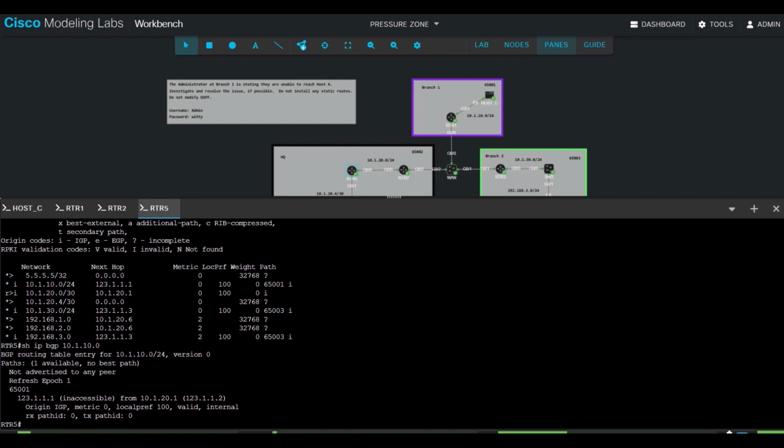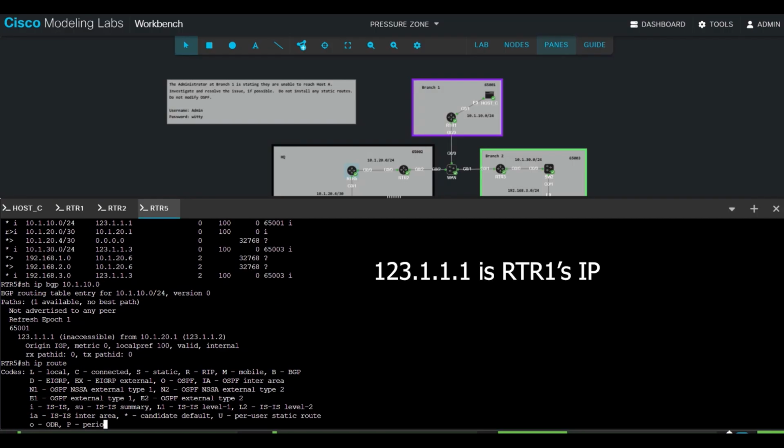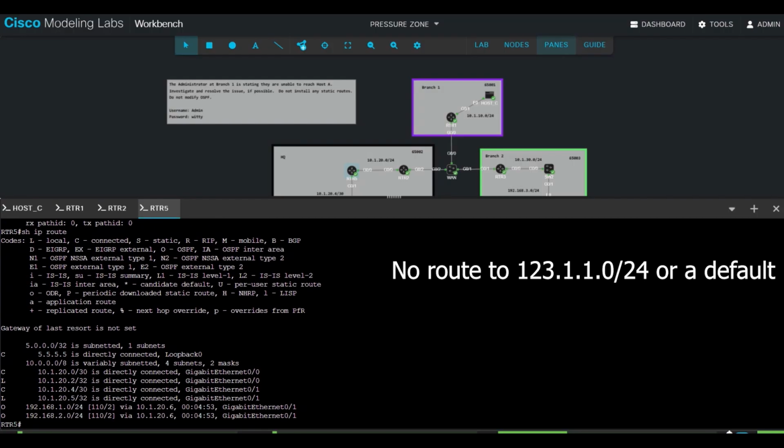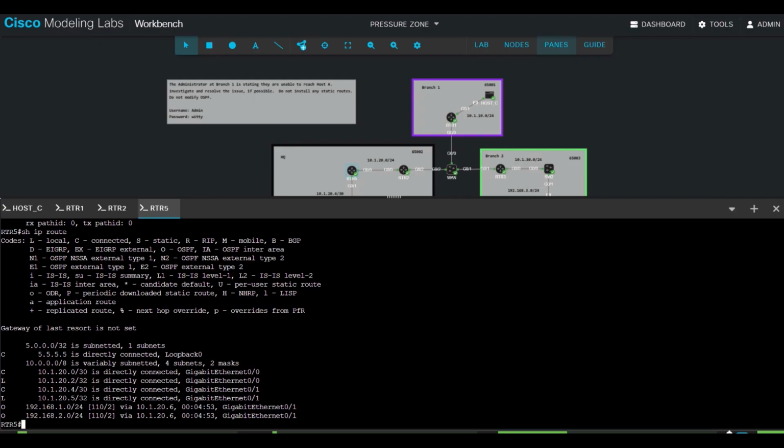There's the issue. The next hop is inaccessible. When an iBGP peer advertises a route learned from an eBGP peer to another iBGP peer, it does not modify the next hop attribute. If the receiving iBGP peer does not have reachability to the next hop, the route will not be used. The instructions say do not add a static route or modify OSPF.